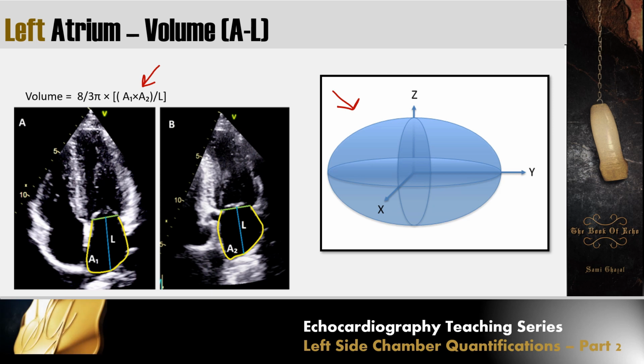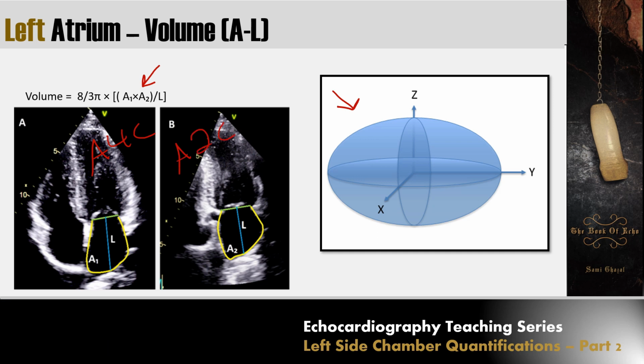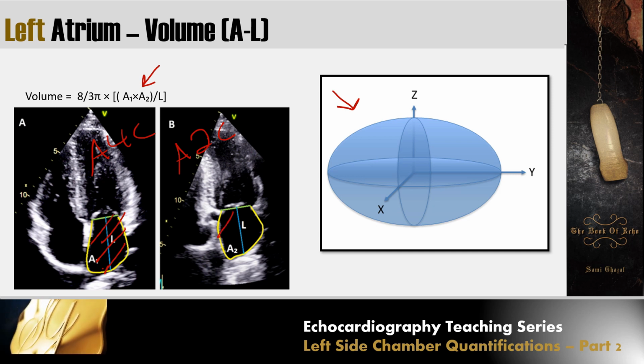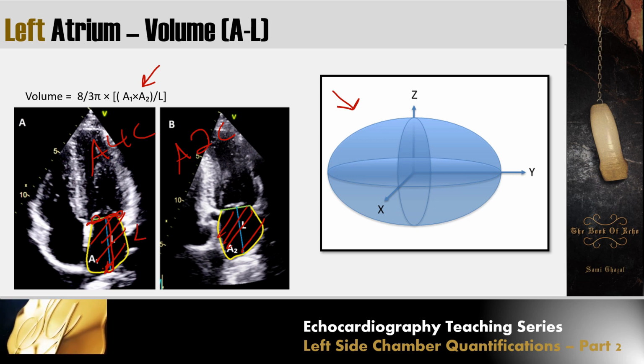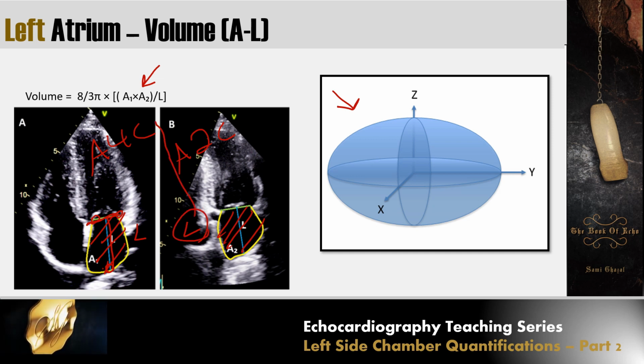How to do that? We have to trace the LA in two planes, in apical 4 chamber and in apical 2 chamber, and then we get this area here A1 and this area here A2, and the length from insertion point to insertion point, which is the mitral annulus, all the way down to the end of the left atrium. We use the shortest length, L here and L here, and we utilize the shortest one in the equation. And this is usually done automatically.